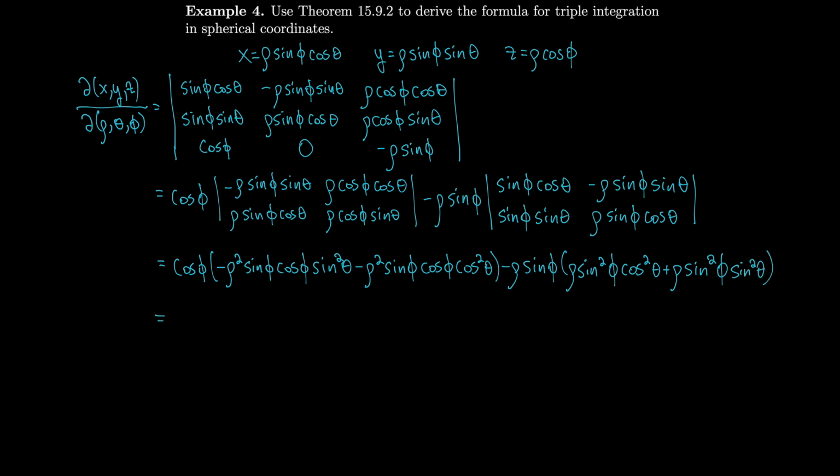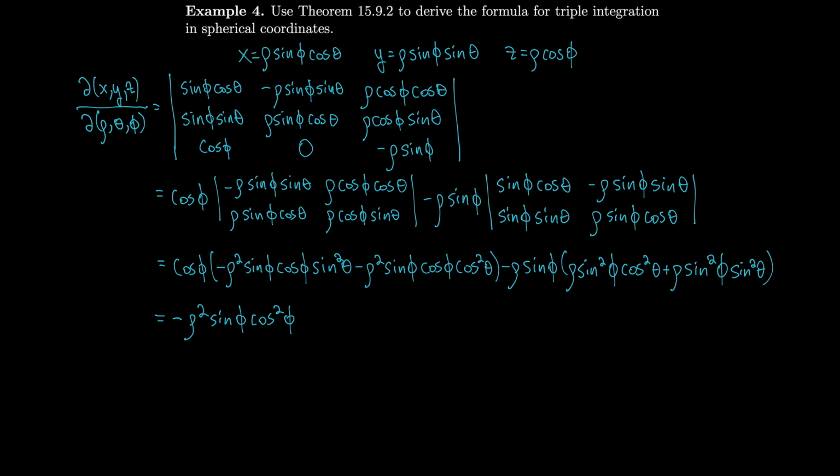Okay, let's see if we can work through that entire mess. Well, it seems like there's a minus rho squared sine phi cosine squared phi in both of these terms. So we can factor that out, and we're just left with that times sine squared plus cosine squared theta, which is 1. So all we have left for our first term is minus rho squared sine phi cosine squared phi times 1, which is minus rho squared sine phi cosine squared phi.